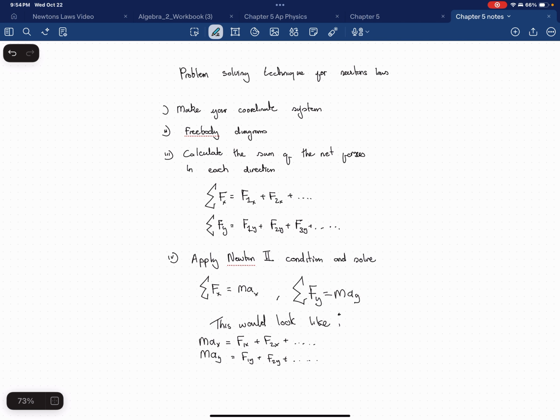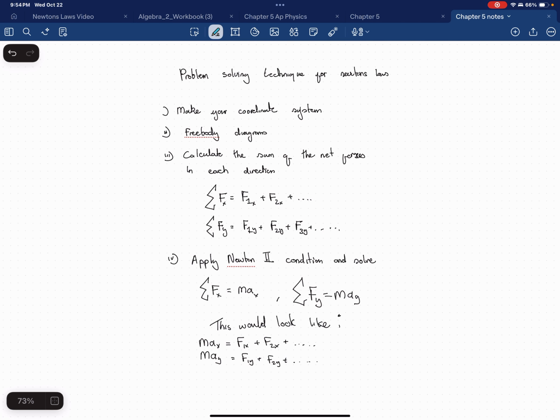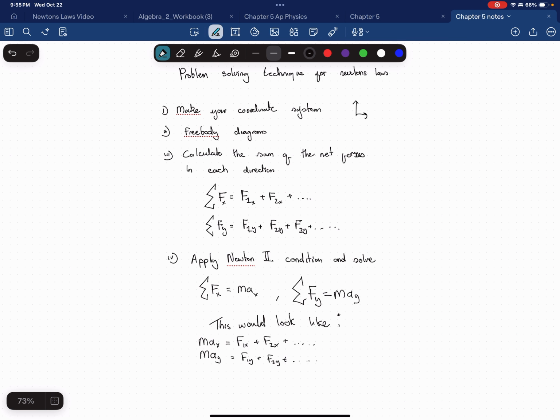Before we get into it, I want to briefly talk about a problem-solving strategy that we've developed so far. The first step is to make your coordinate system. When you have a Newton's law problem, make a coordinate system. Tell me where positive y and positive x are going. Normally you want the positive direction to be the direction in which the object is moving, but sometimes not, so you just have to consider that. After that, make your free body diagram.